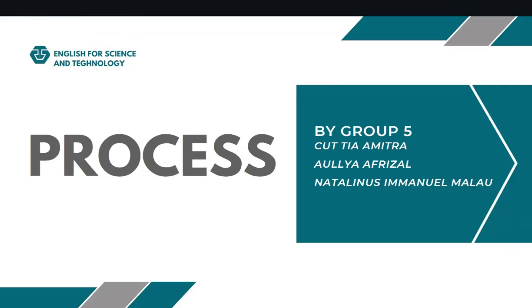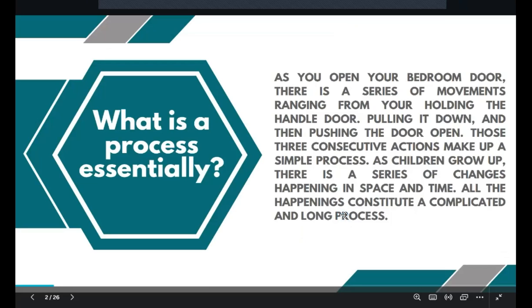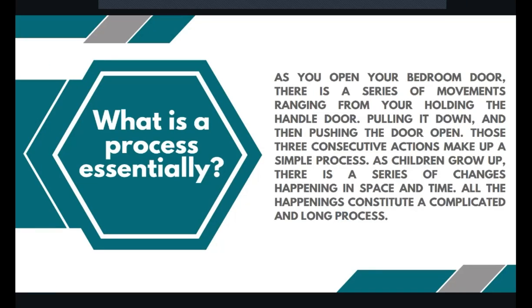For the first, I will explain what a process essentially is. As you open your bedroom door, there is a series of movements, ranging from holding the door handle, pulling it down, and then pushing the door open. Those three consecutive actions make up a simple process. As children grow up, there is a series of changes happening in space and time. All the happenings constitute a complicated and long process.